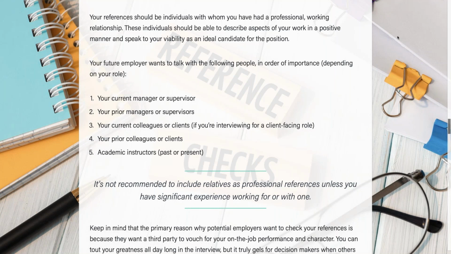What other questions do you have about references?